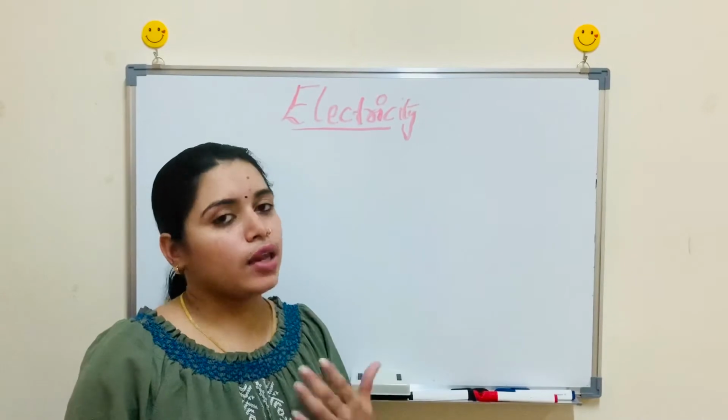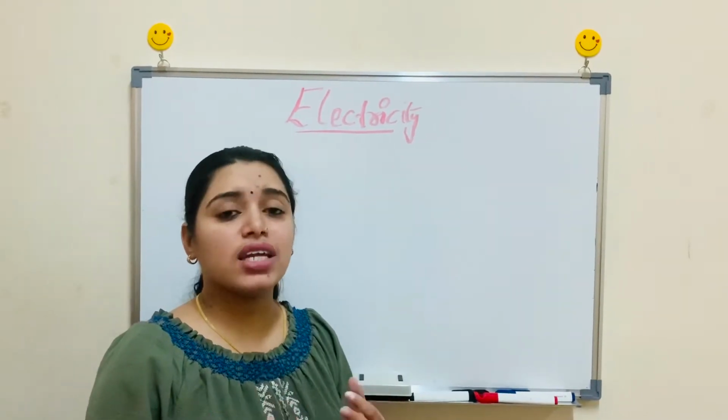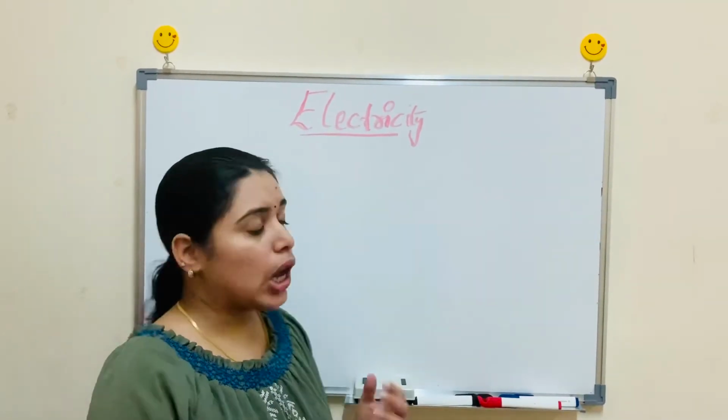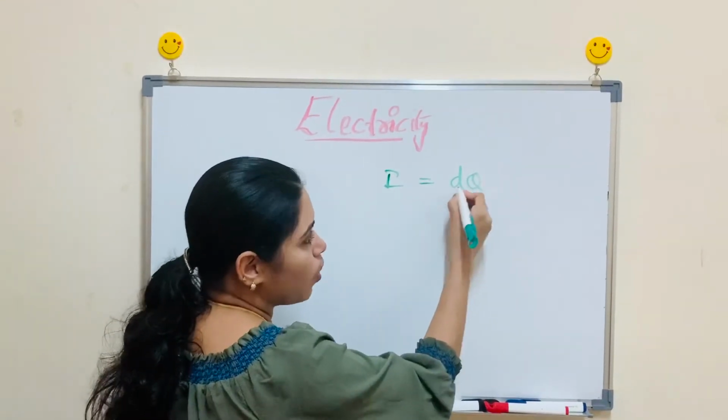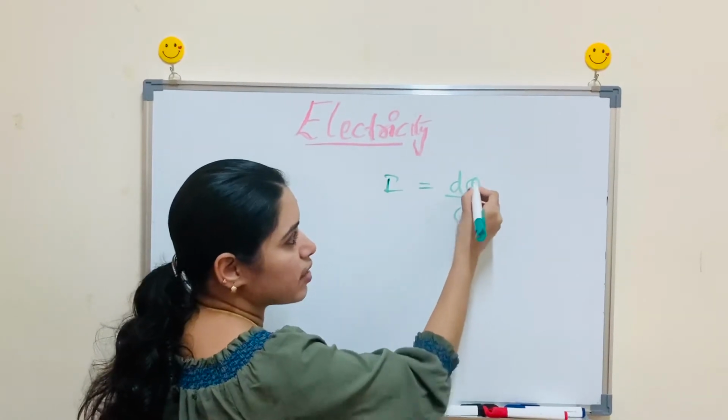Electric current can also be expressed as the rate of flow of electric charge. How can we write it? Electric current is equal to the rate of change of electric charge.